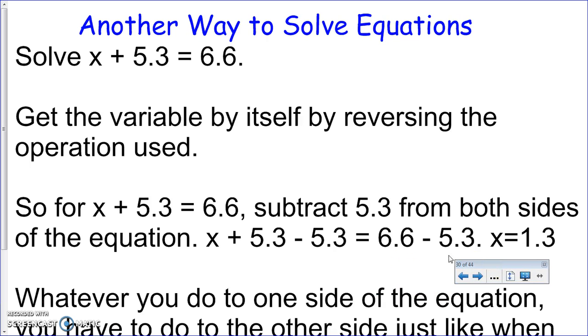So here, what we've done is we're getting the variable by itself by reversing the operation used. So we subtracted 5 3/10 from both sides. So you get x plus 5 3/10 minus 5 3/10, which cancels it out and leaves the x by itself. And then you have the other half of the equation, 6 6/10 minus 5 3/10. And that gets us x equals 1 3/10.